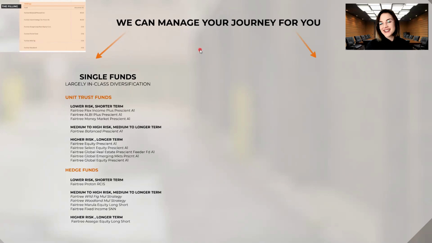We are going to take a look at two main ways in which we could manage the journey for you. The first is through single funds. So this is largely in-class diversification. There are some, like the Fairtree Balanced Prescient Fund, the Wild Fig and Woodland, that have a blend of different asset classes within them, being equity, property, fixed income, and cash blended inside of them, but largely you'll see single asset class with diversification taking place across securities within that specific class.